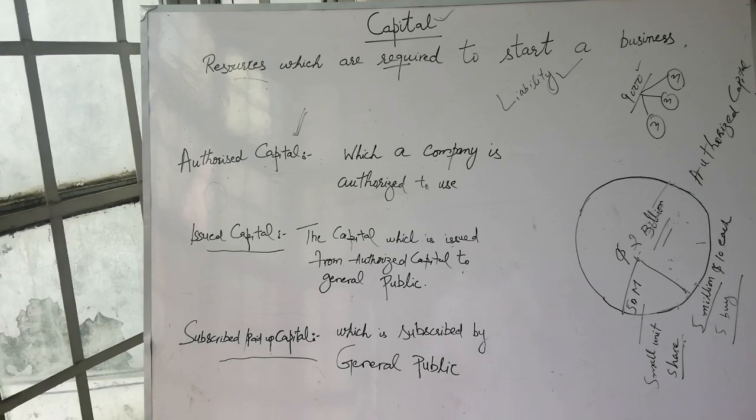So that was all about the capital: authorized capital, issued capital, and subscribed capital. We tried to understand these things with the help of examples, and I hope that you will be better able to understand these concepts.